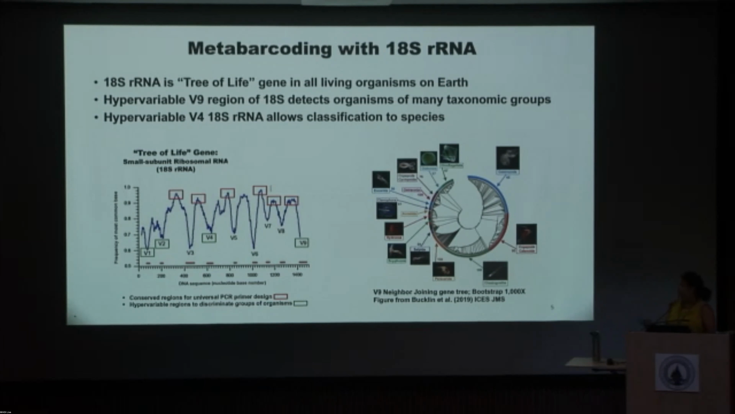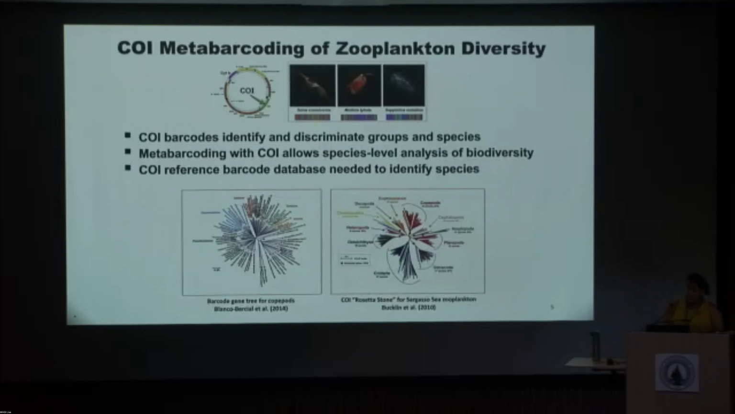So the hypervariable V9 region is the most widely used region, and this detects organisms of many taxonomic groups, but the level of identification will be a taxonomic group. It won't be as specific as V4. This other region, V4, is able to classify to a species level for certain groups. So like I said, V9 will give us a big overview of multiple plankton groups, and V4 can allow us to focus on certain groups to the level of species.